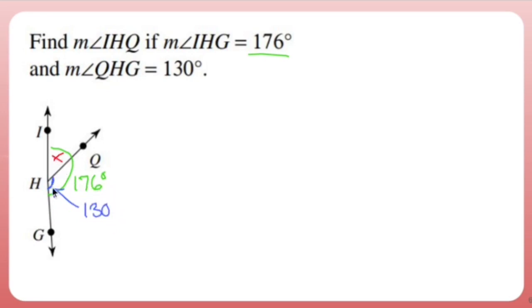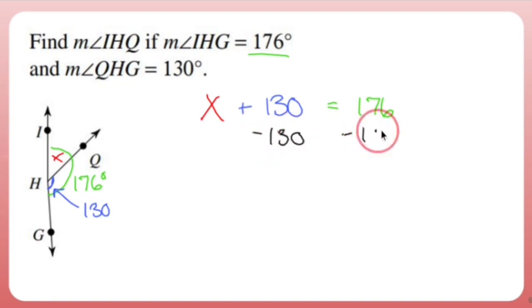So X plus 130 is 176. Why? Because the two smaller angles add up to make this big green angle here. All I have to do for this guy is subtract 130 degrees from both sides, and X is going to equal 46, my current age.